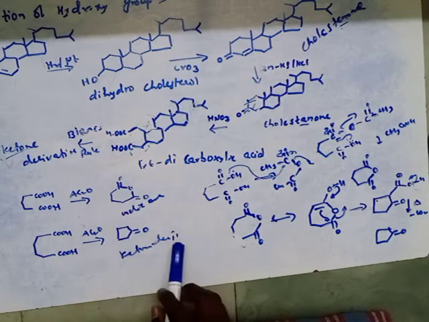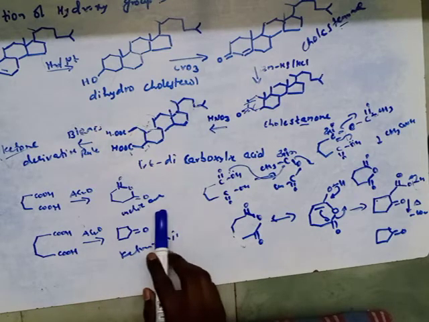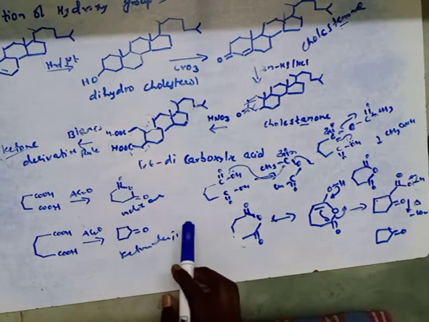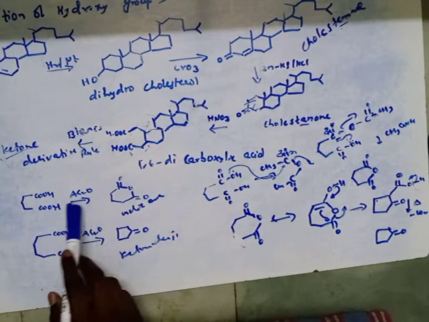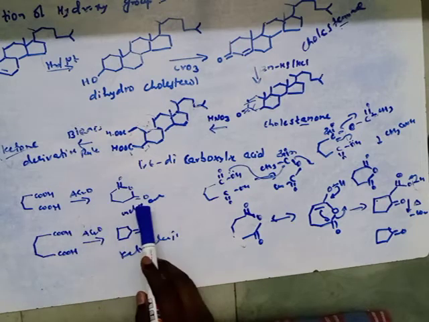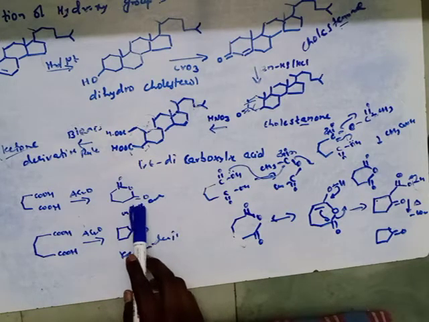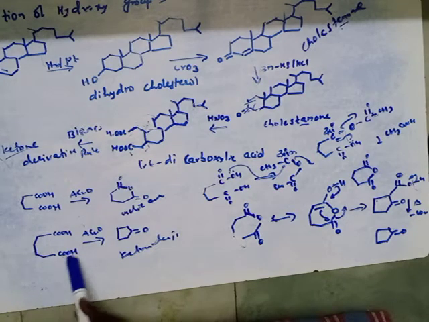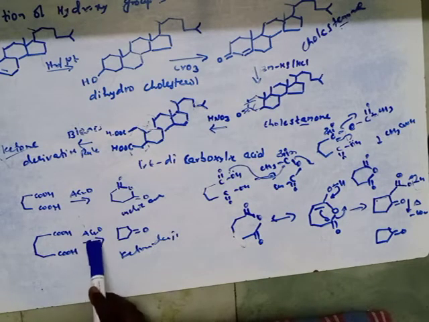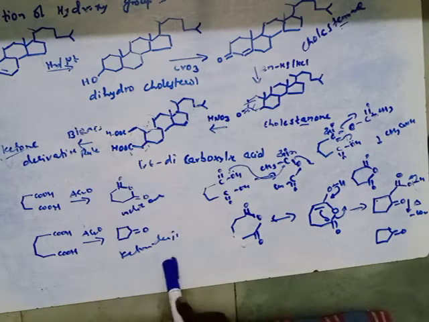Generally, this rule is used for structural elucidation of steroids. Okay, and see once again here: a 1,5 dicarboxylic acid undergoes reaction with acetic anhydride to form a cyclic anhydride derivative, whereas a 1,6 dicarboxylic acid treated with acetic anhydride forms a ketone derivative.